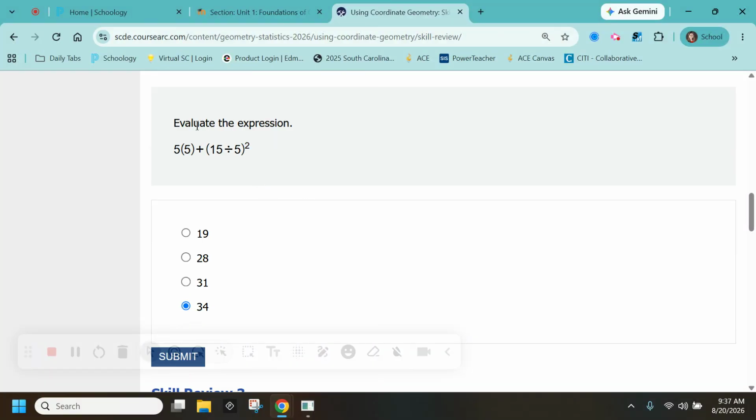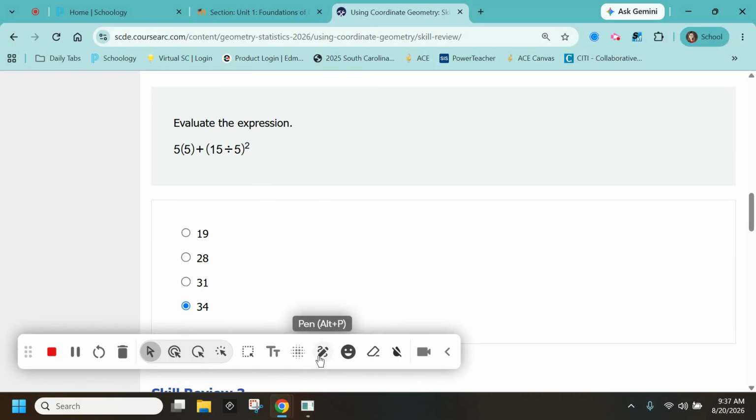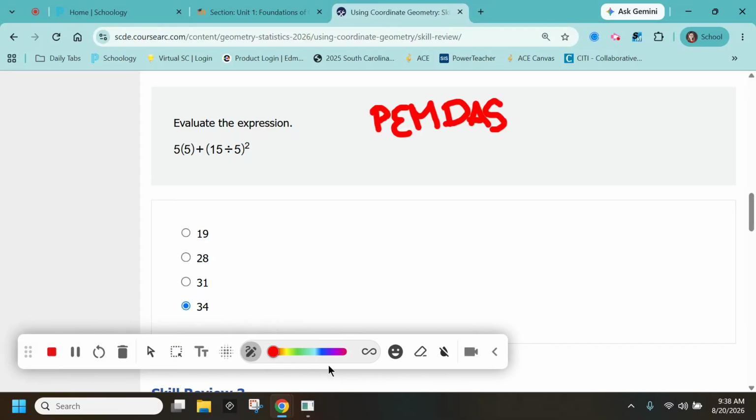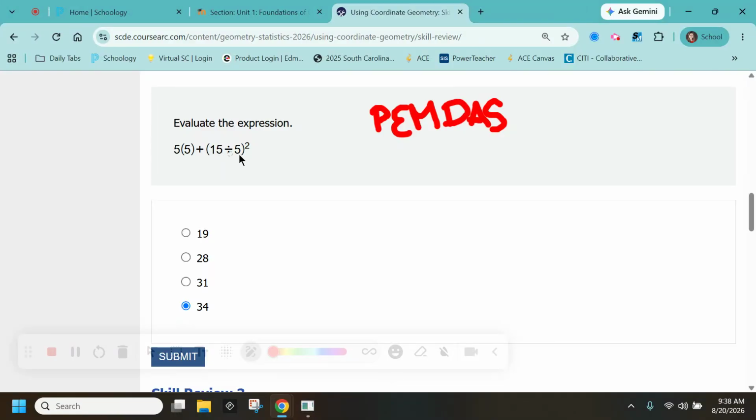Skill review 2, evaluate the expression. First, we are going to use PEMDAS. So if you remember, that's an E. Parentheses first, so 15 divided by 5 is 3. And then 3 squared, so exponent 3 squared is 9.